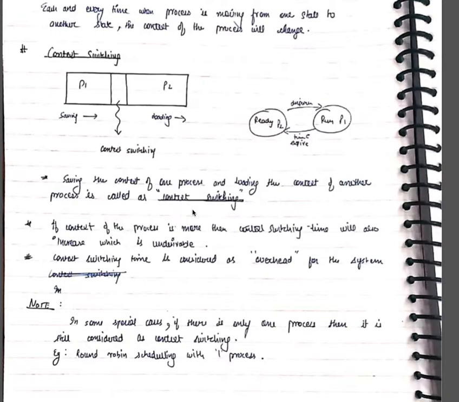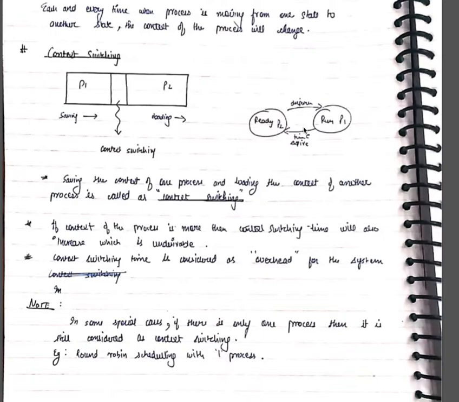Whenever you want to start another process and stop one of the processes, context switching takes place, because you have to save the context of the running process, right? Whenever you're stopping that process, context switching takes place, because you have to update the PC counter, and you have to update whatever the registers are, general purpose registers. So context switching is simply saving the context of one process and loading the context of another.